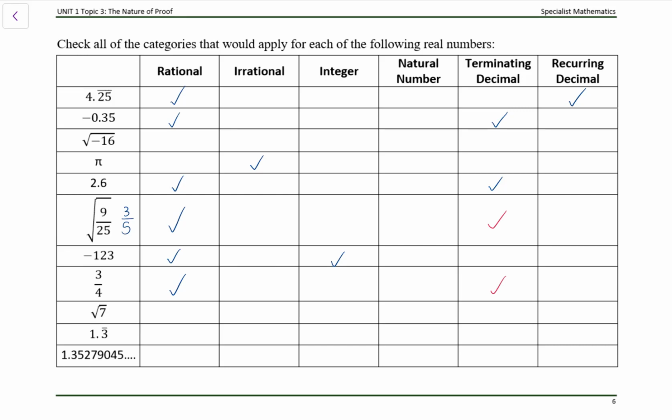3 over 4 is rational, and if it was to be changed into a decimal, it would be terminating. Square root of 7 is irrational. 1.3 recurring is rational, and it's a recurring decimal. 1.35279045 keeps going. That is an irrational number. Okay, so we have no natural numbers here.